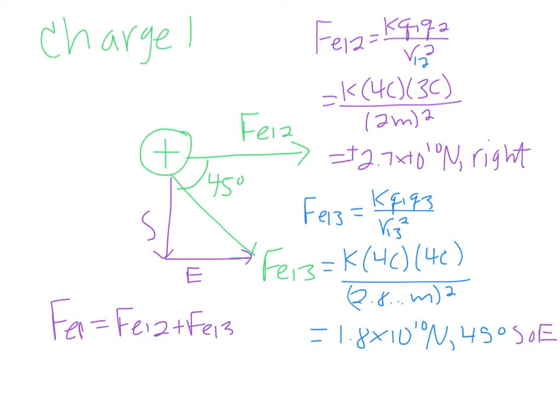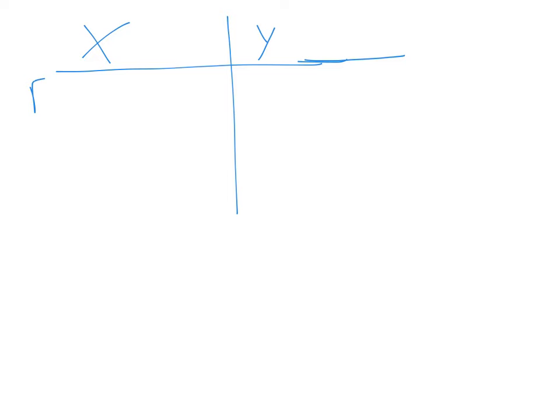I can't just straight out add them though because of this angle here. So because this has both x and y with that south and the east, we need to break it apart into the x and y components. Okay, making our xy chart. Now to add these vectors. Looking at Fe12. It has an x component of 2.7 times 10 to the 10th newtons. There's nothing in the y. This is positive because it's pointing to the right.